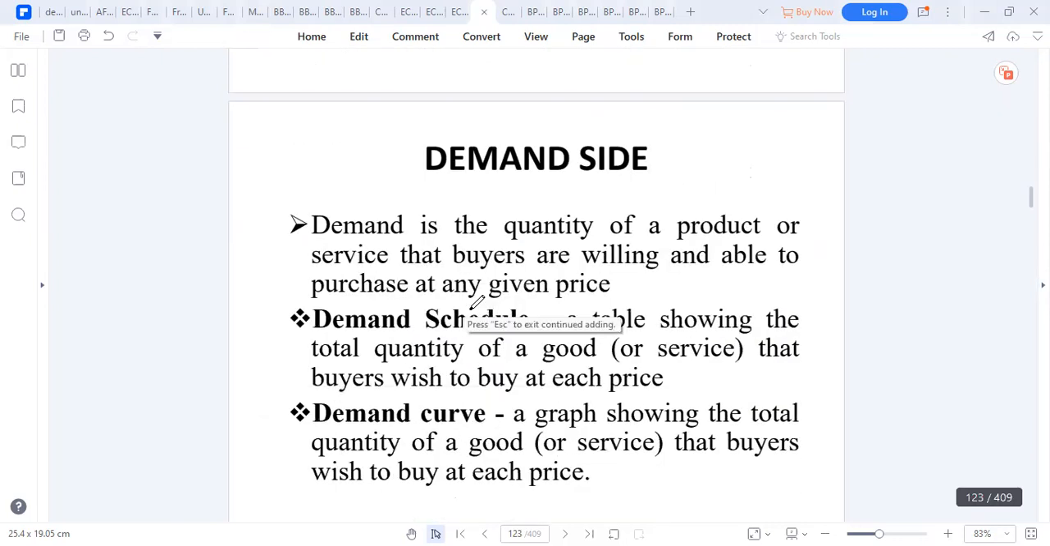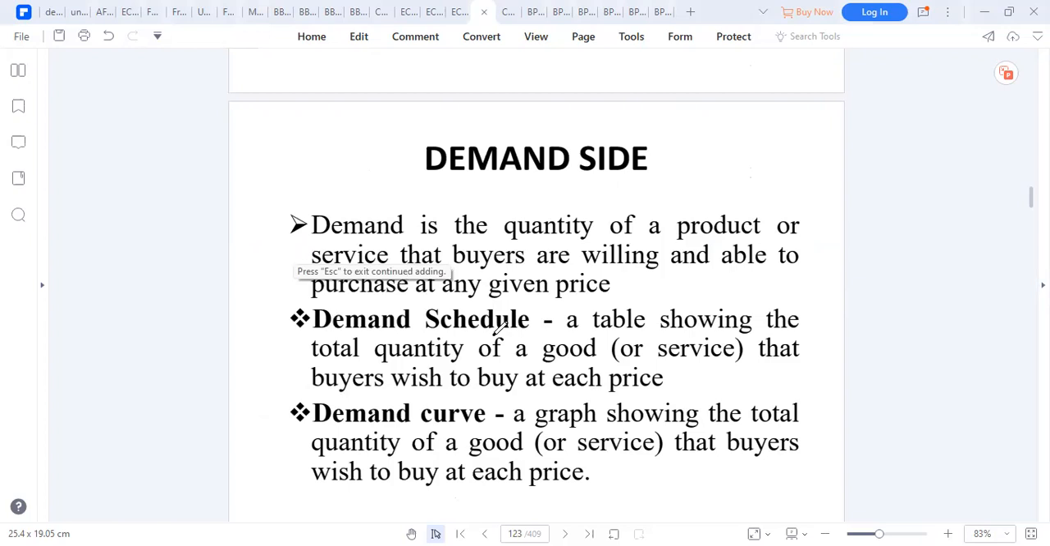When dealing with demand, we're basically looking at the quantity of a good or a service that buyers are willing and able to purchase at a given time. Demand is more than just a want or a desire. It is backed up by ability and willingness.